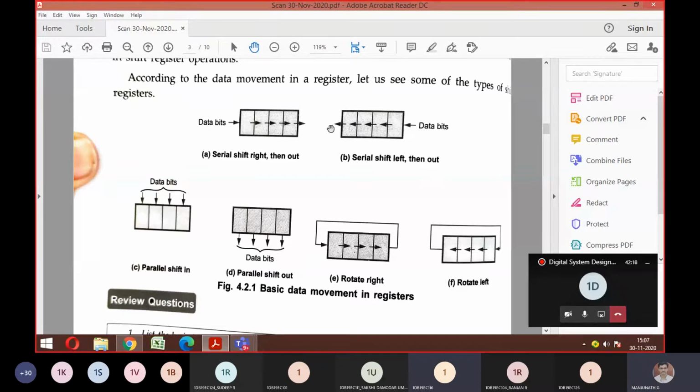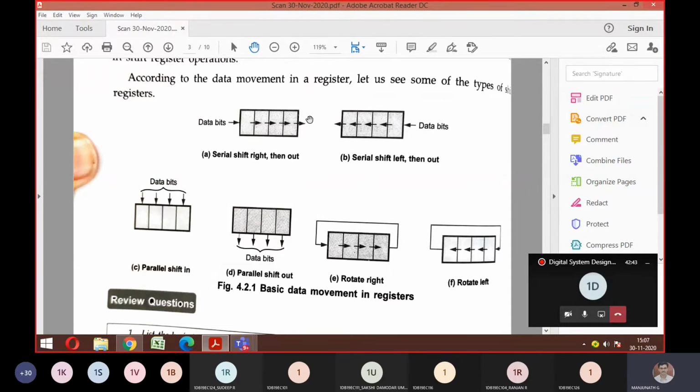Okay, fine. See what I told. We discussed serial shift registers. In that we discussed how we can shift serially with respect to left and right, and the symbol shown here. Is this fine till here? Yes, sir.